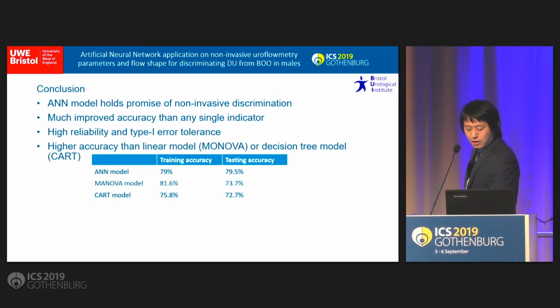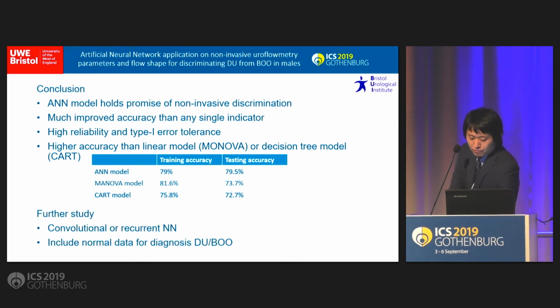We also did cross comparison between other models, including linear model, multivariate analysis, and decision tree model, which is classification and regression tree analysis. So we can see the neural network model yields 79% accuracy, a little bit lower than the MANOVA model. But you can see this is the most robust. So we believe this holds a promise, and it has the best robustness and reliability.